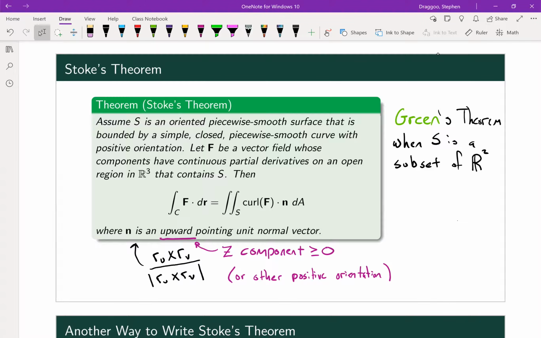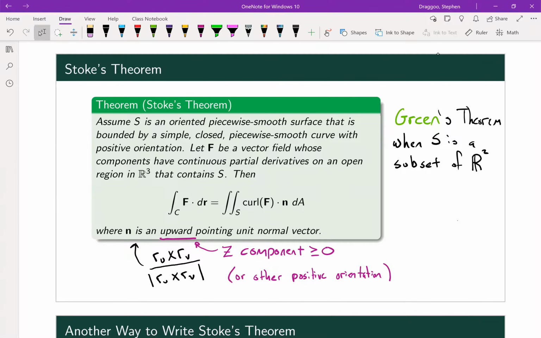So as long as we have a parameterization of our surface, and that parameterization is r, then our unit normal vector n can be found from the two partial derivative vectors, r_u and r_v. Take the cross product of those and then divide by the magnitude of that cross product. And that's how we'll get to n.